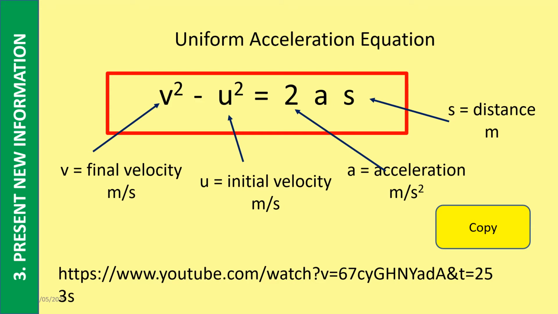This is the equation for uniform acceleration, and at first glance it does look quite complicated. So let's go through the terms one at a time. In this equation, on the left-hand side, you have v, which is the final velocity measured in meters per second, u, which is an object's initial velocity measured in meters per second, and on the right-hand side, you have 2 times a, which is the acceleration measured in meters per second squared, and s, which is a distance measured in meters. The full equation reads v squared minus u squared equals 2as.